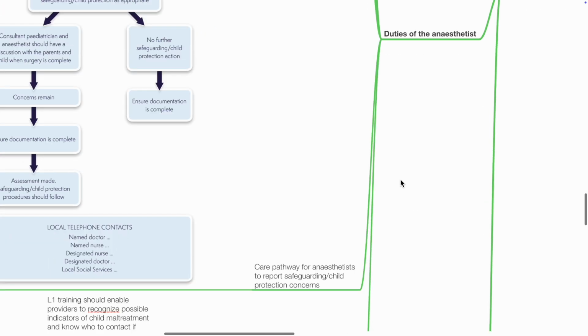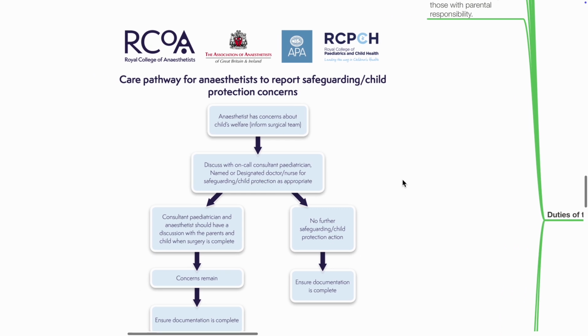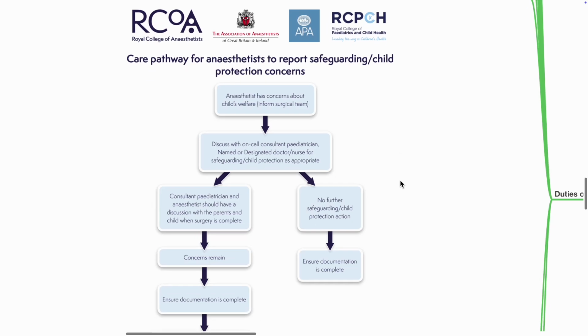Care pathway for anaesthetists to report safeguarding and child protection concerns. Anaesthetist has concern about child's welfare. First, inform surgical team, discuss with on-call consultant pediatrician, named or designated doctor or nurse for safeguarding and child protection as appropriate. If no further safeguarding or child protection action is needed, ensure documentation is complete.